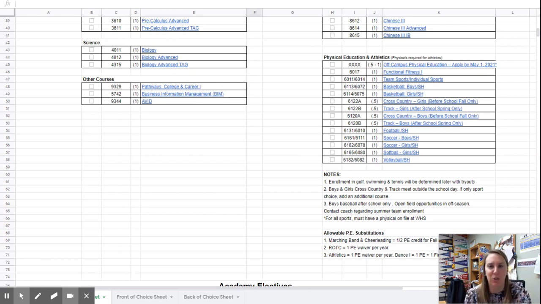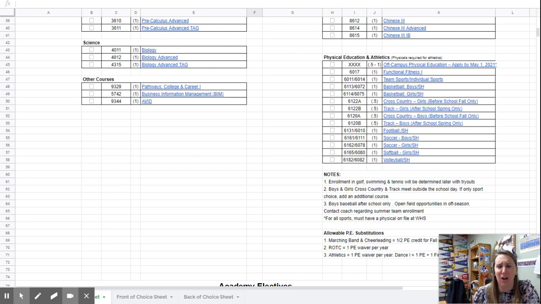Team sports, individual sports, I've had kids call it PE light. It's more activity based. You're going to play lots of games, activities, maybe play volleyball for a few weeks, basketball for a few weeks, flag football for a few weeks, and so on. So very activity based. You might not come out drenched in as much sweat as the functional fitness option.